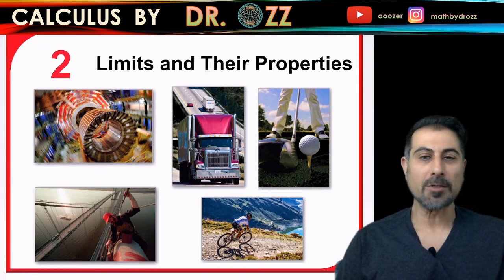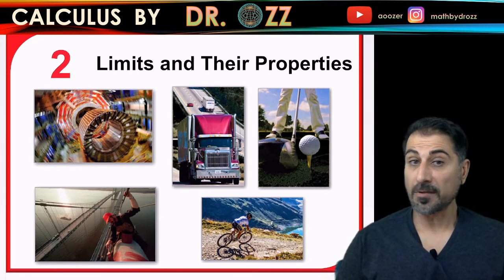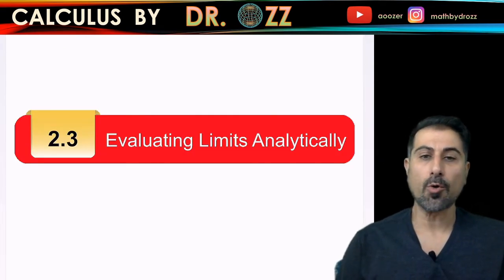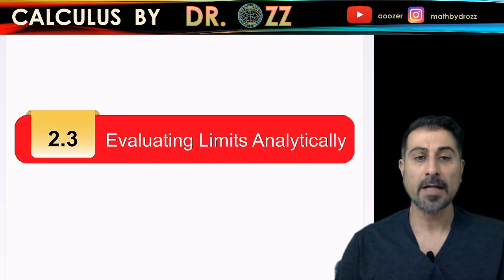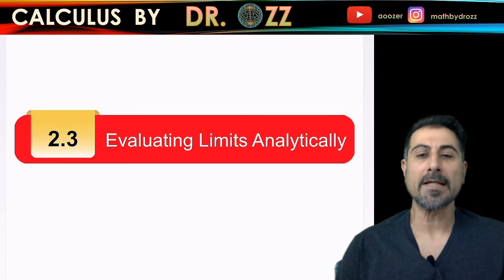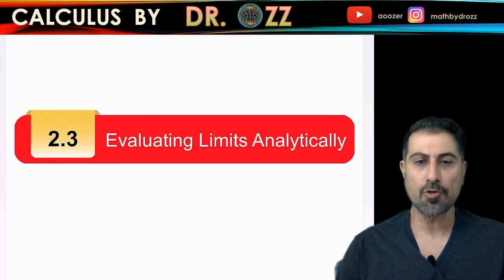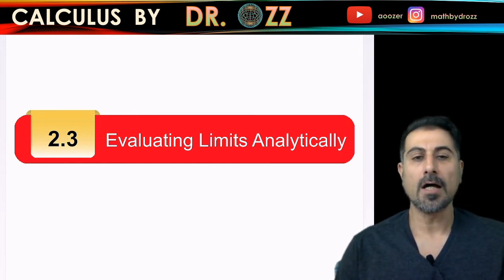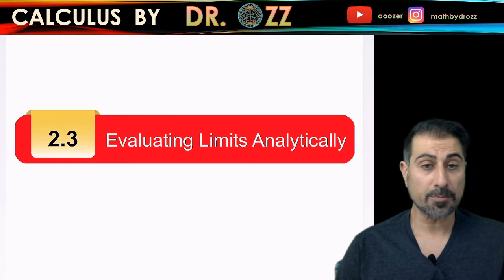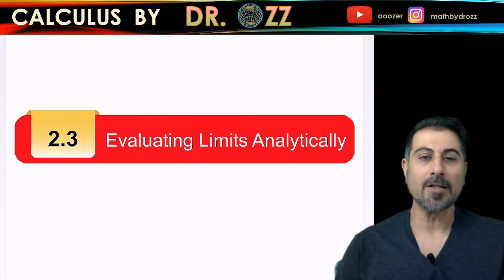Chapter 2 is all about limits of functions and the properties of limits. Today, specifically, we're going to go over evaluating limits analytically. In the previous section, we tried finding limit values using numerical or graphical approaches. This time we're going to detour around all of them and use analytical techniques, including algebra, to evaluate limits of functions at the given points.